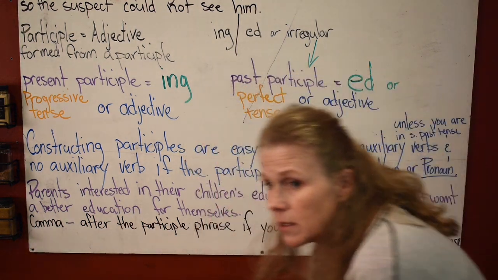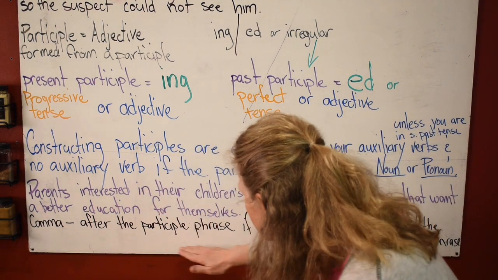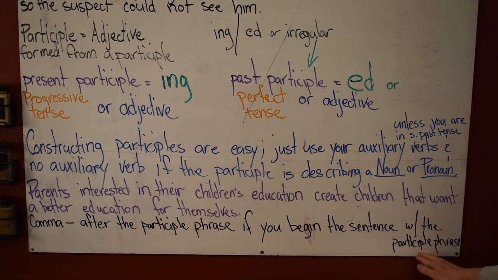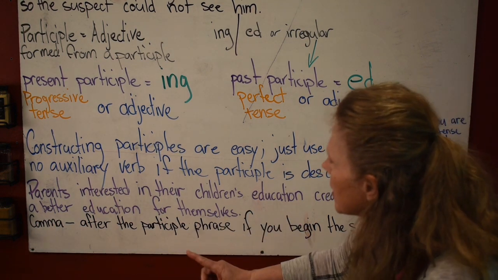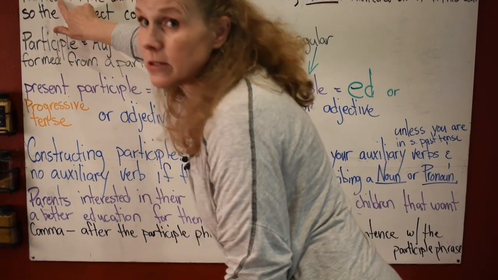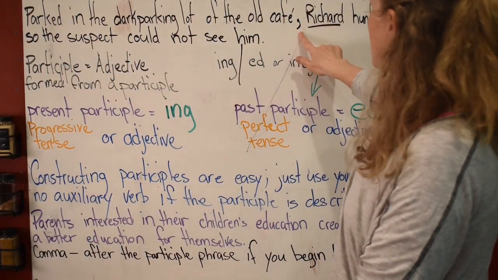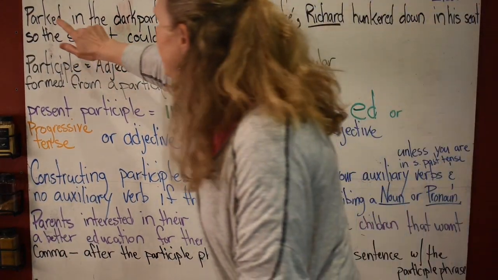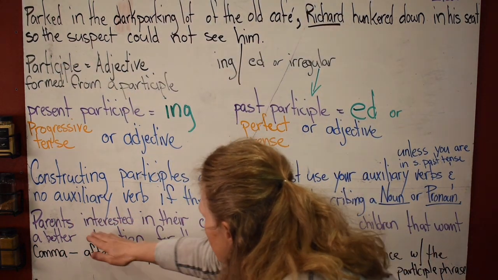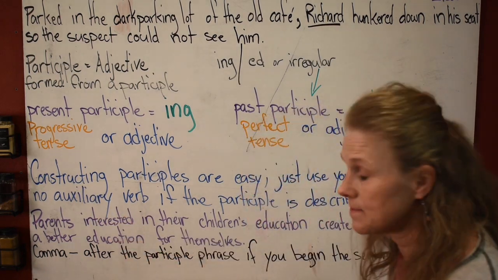Now, look at this. The comma after the participle phrase: if you begin the sentence with the participle phrase, put your comma after the participle phrase. If it begins with the participle, put your comma after the participle phrase if it begins it, not if it's in the middle of the sentence like that.